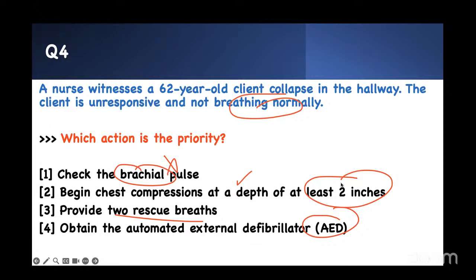Okay? Who is an adult? 1 year and above. Who is a kid? Less than 1 year. That's the infant. Easy way to understand the difference between these two conditions.